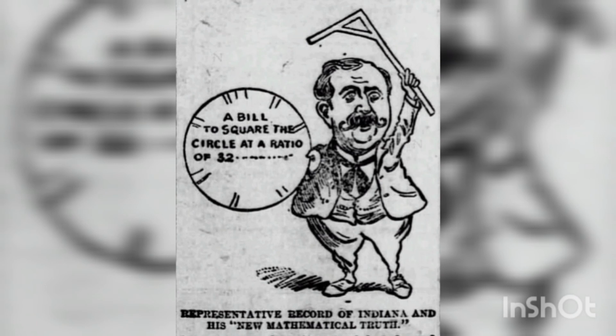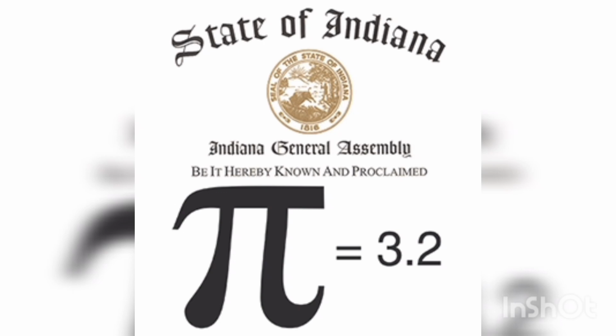The bill was debated in the Indiana House of Representatives and actually passed by a vote of 67-0. However, when the bill was sent to the Indiana Senate for approval, it was met with ridicule and criticism from mathematicians and scientists across the country. The bill was eventually tabled and never became law.